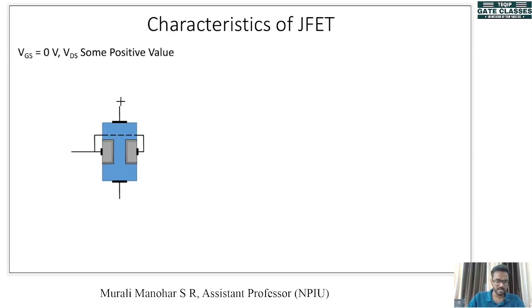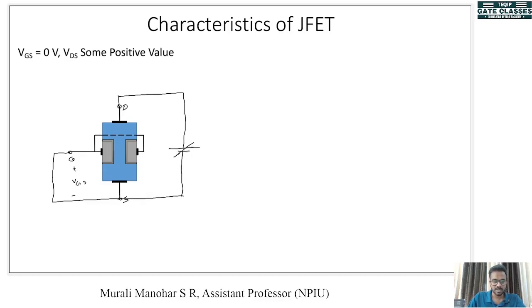Now we have our JFET here with its drain, source. For the characteristics, we will be applying 2 conditions. First condition is VGS equal to 0. That means gate and source are short circuited. VGS means the voltage between gate and source. Now the second condition is VDS is some positive value. Okay, so we will connect a variable supply here which has its positive connected to the drain.